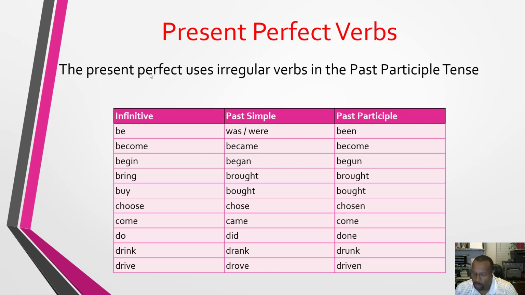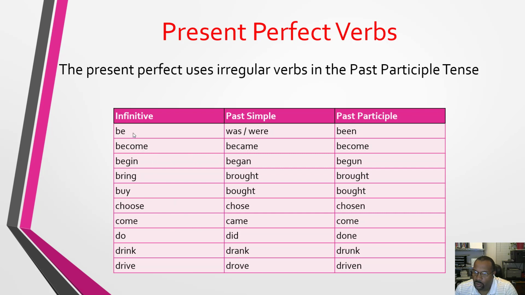So remember, present perfect tense uses irregular verbs in the past participle tense. All right, and we've gone over this before, so hopefully this will remind you of how to use these. But let's go over a few and see the difference.